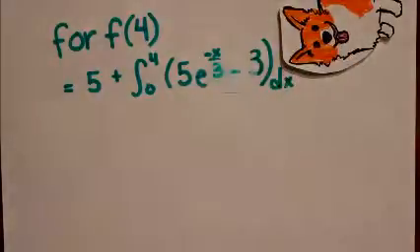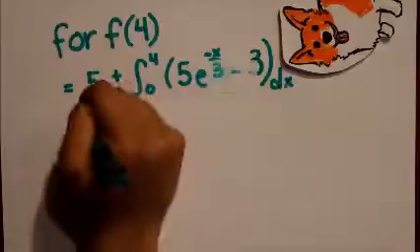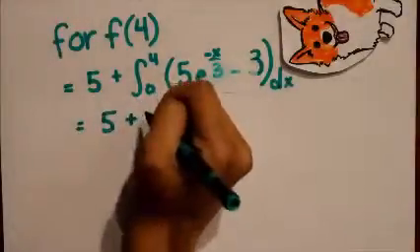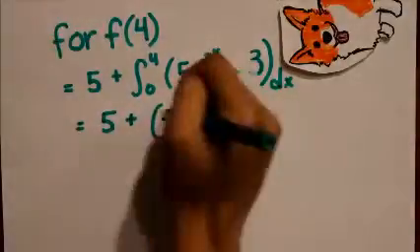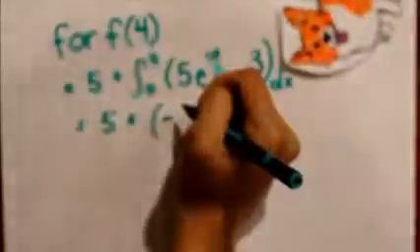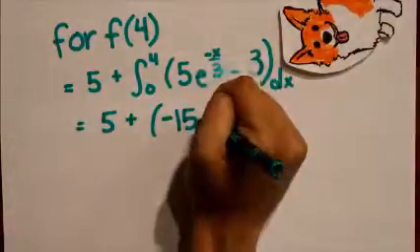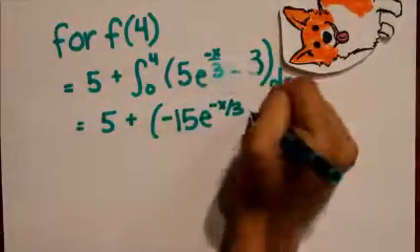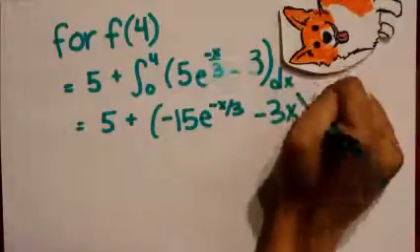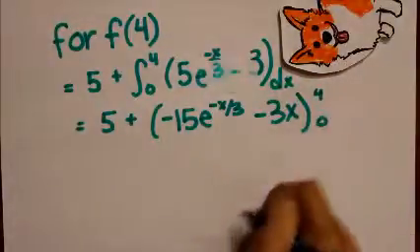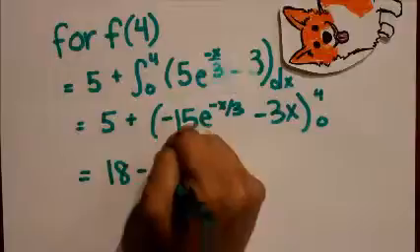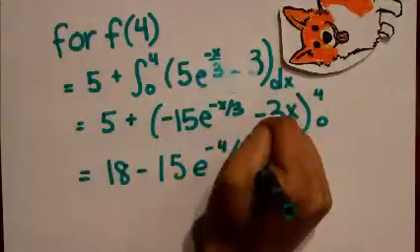Then you substitute that in, and you get 5 plus parentheses -15 e to the u, which you substitute in -x/3 minus 3x. And then from the integral of 0 to 4, f of 4 equals 18 minus 15 e to the negative 4 over 3.